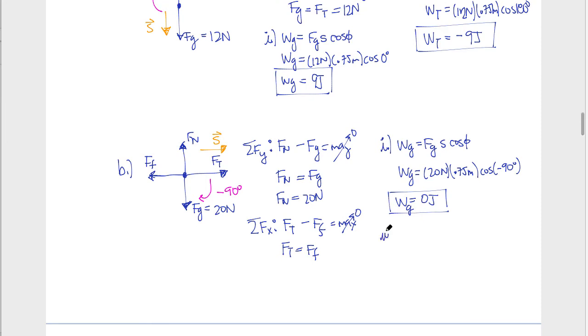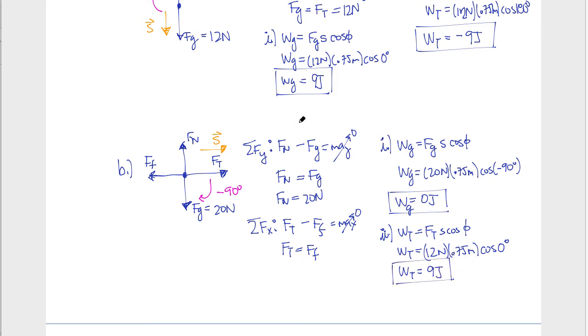Now, for the work done by tension, we have the force of tension times the displacement times the cosine of the angle between them. And so that will be, in this case, the same force of tension as before, 12 newtons, times 0.75 meters, times the cosine of the angle between those, and the cosine of the angle there is 0 degrees. So the work done by tension is going to be a positive 9 joules.